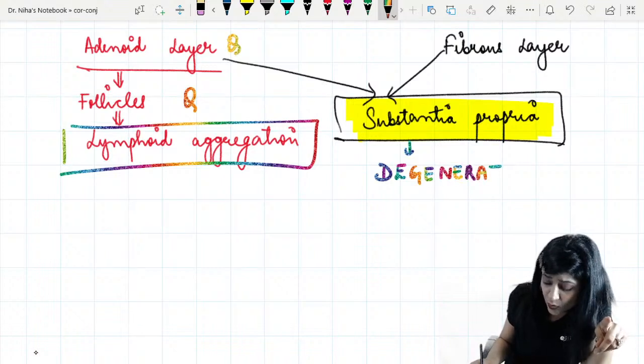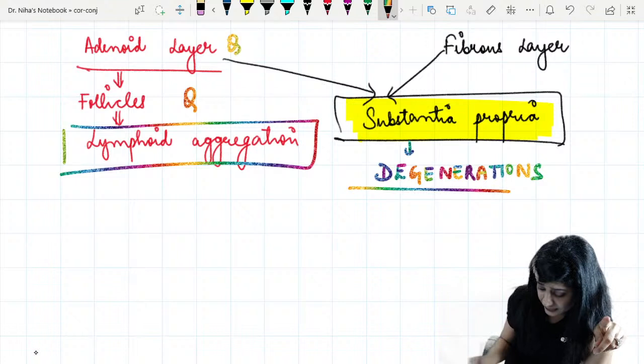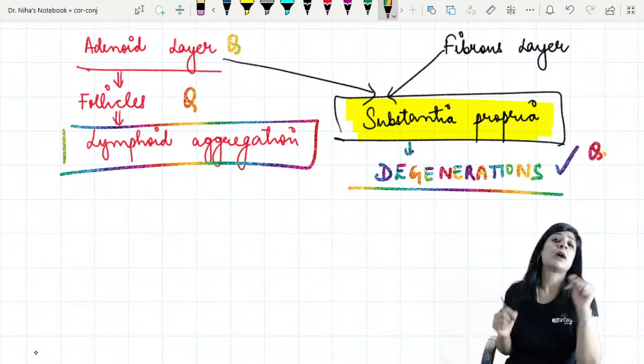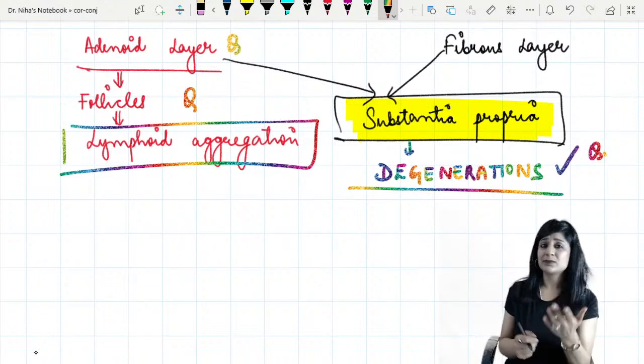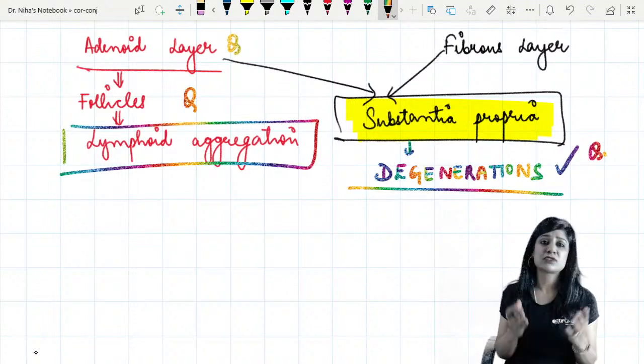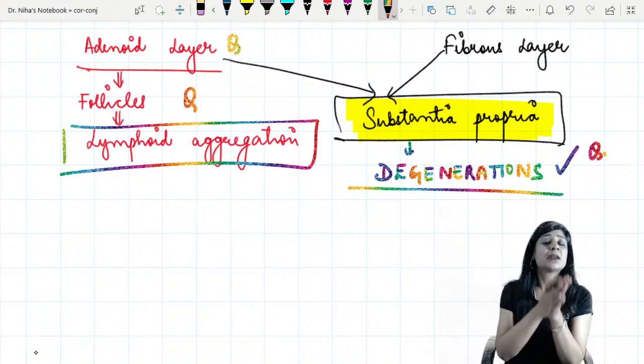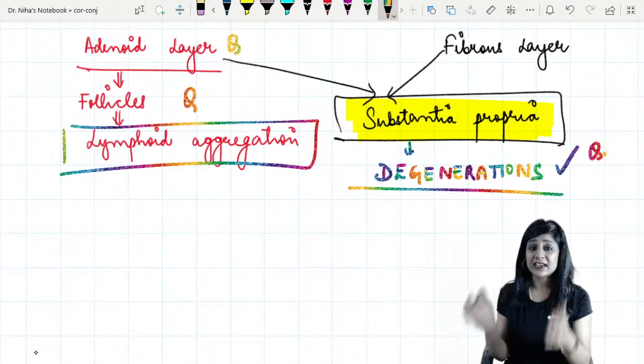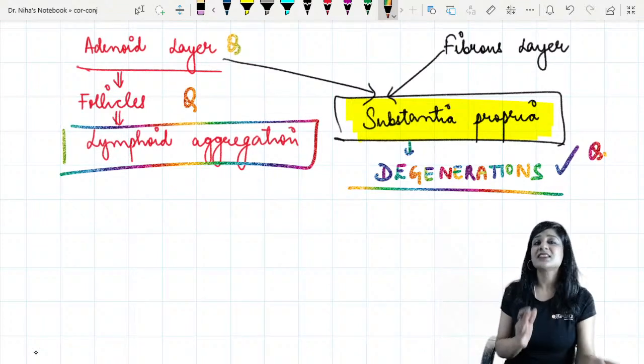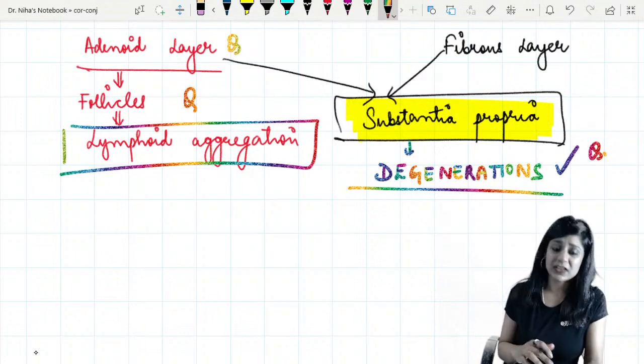I think no examination is completed in the FMG without asking about this conjunctival degeneration. Sometimes they ask you about 3 questions also from the conjunctival degenerations. So the conjunctiva, the parts of conjunctiva, the different layers of conjunctiva and their significance is very clear.